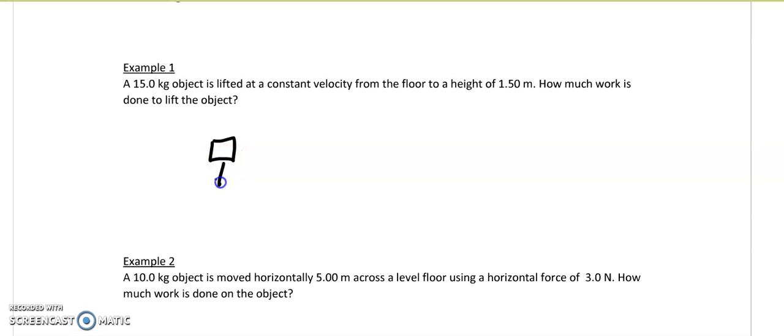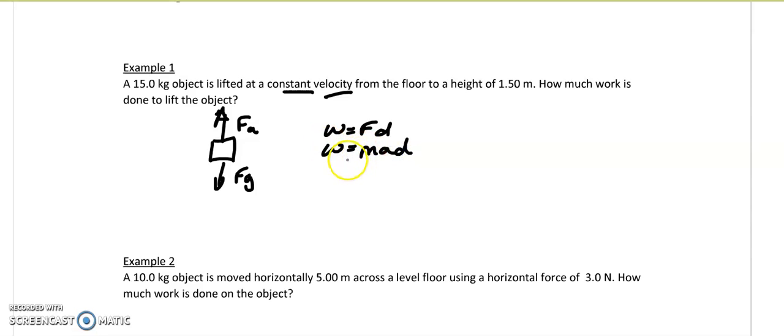So, free body diagram. There are two forces acting on this, the force due to gravity and the force applied to this object. Now, because this is moving at a constant velocity, these two forces have to be equal and opposite. Right? So the force applied is going to be the same as the force of gravity, just acting in the opposite direction. So essentially what we can say is that the amount of work done, again, which would be FD, but this work is the same as MAD, which means work is in fact mad.